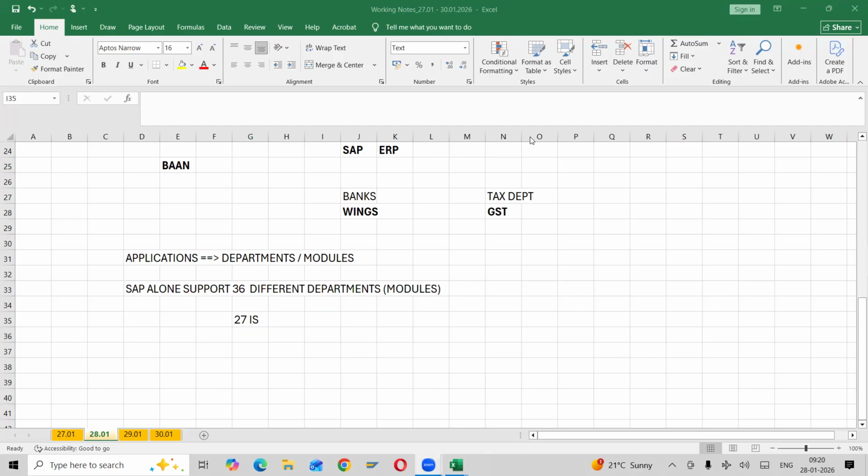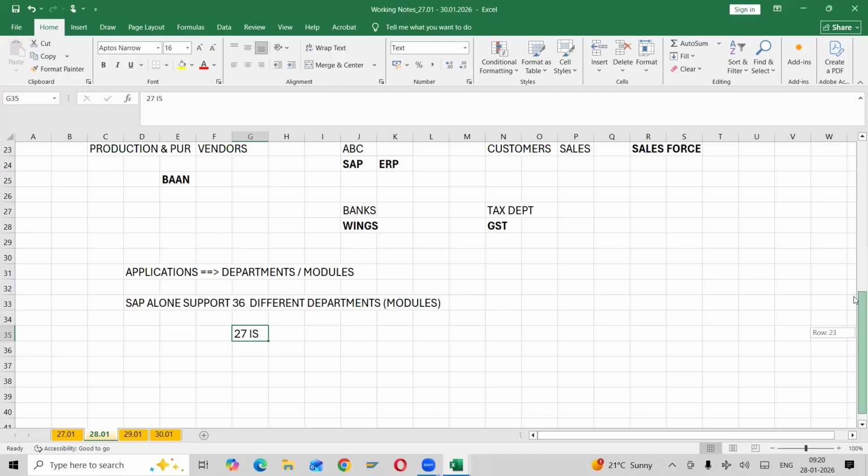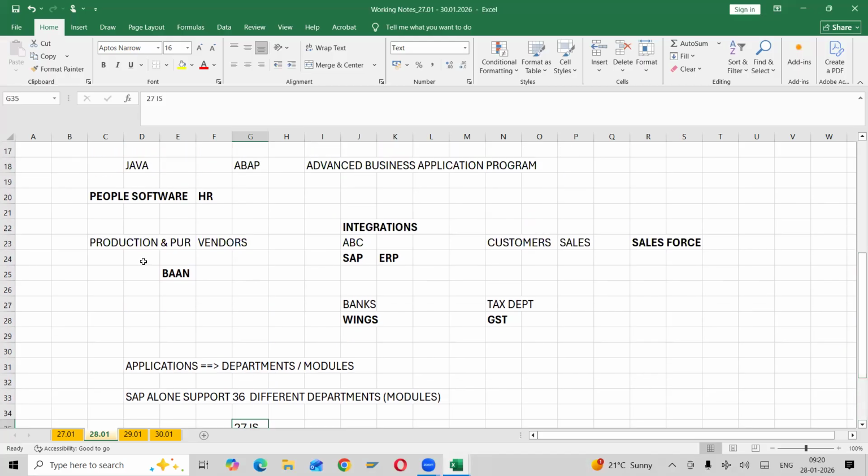So here it supports 36. What are the different modules? We will discuss later. Okay. So here it supports all the departments in any organization. If I have production, then I can use SAP. If I have HR, I can use SAP. If I have sales, I can use SAP. We have tax, newly introduced in the year 2017. Tax reports we can generate in this. Banking interfaces we have, so we can generate any sort of bank reconciliation reports in our SAP.